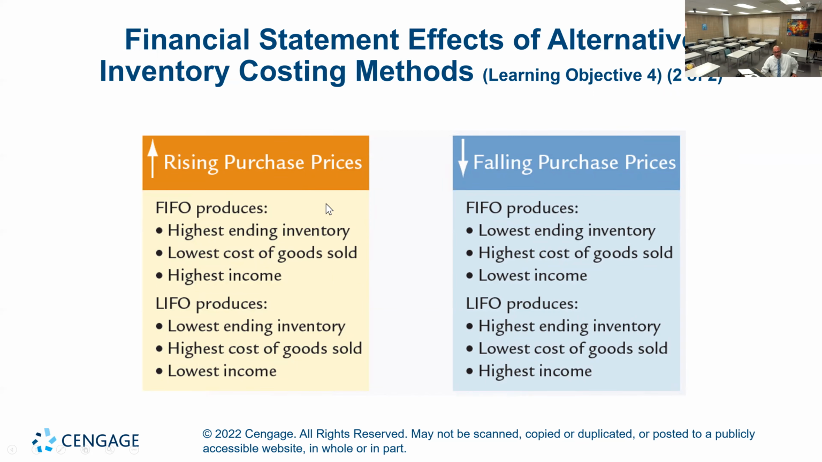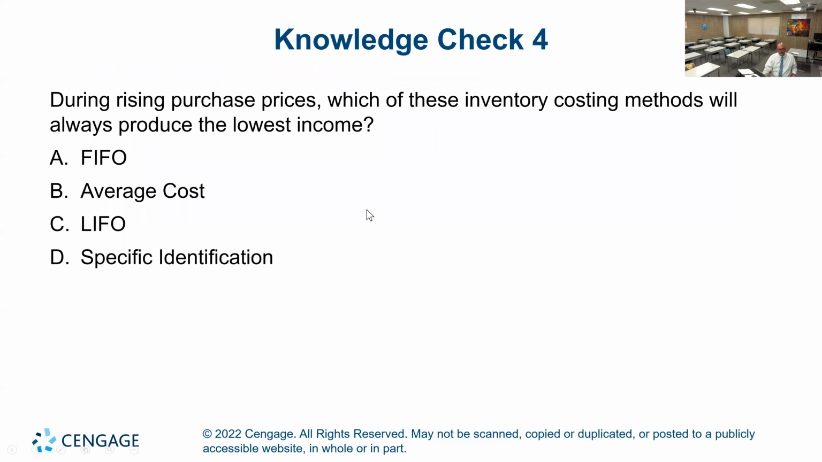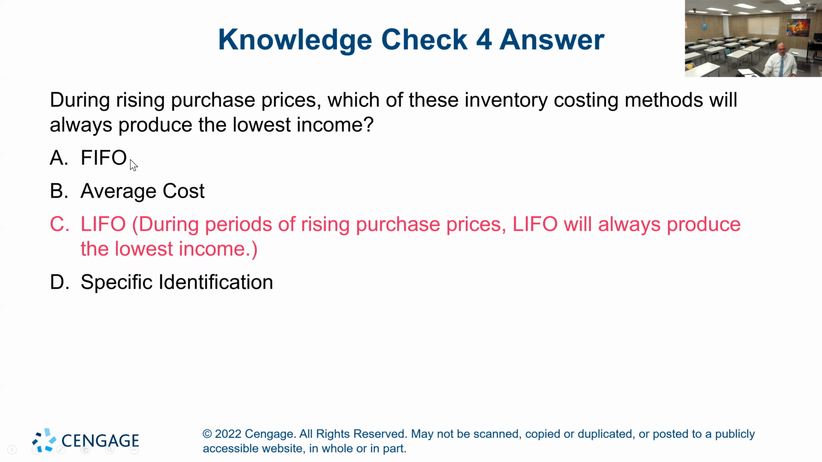And all this stuff I told you is under the assumption that the purchase prices are constantly rising. Of course, the opposite for everything would be true if purchase prices were falling. So during rising purchase prices, which of these inventory costing methods will always produce the lowest income? FIFO or LIFO? See, even I get them mixed up sometimes. LIFO. The last ones we bought, because they will be the highest priced, will be expensed first, which will produce the lowest income.